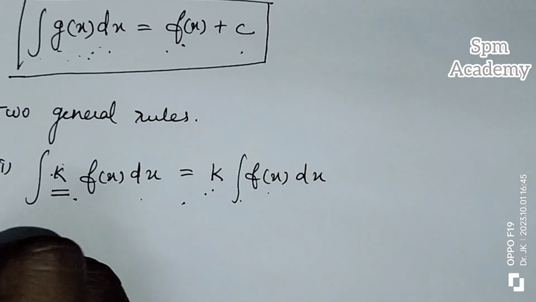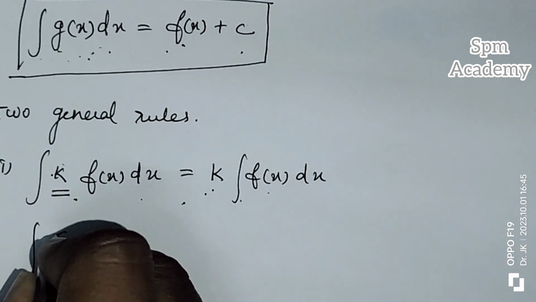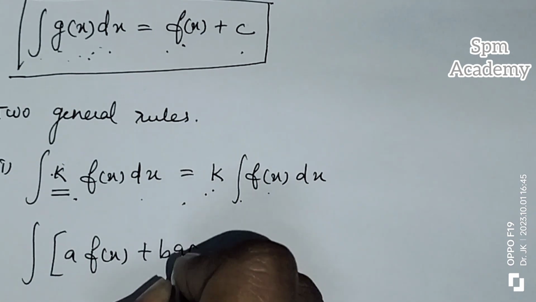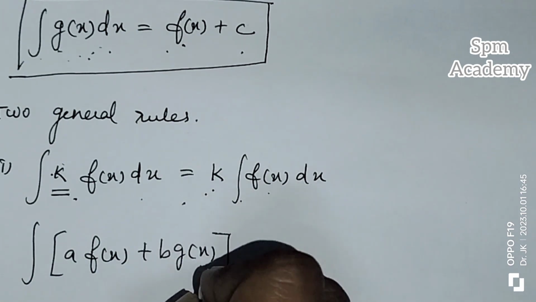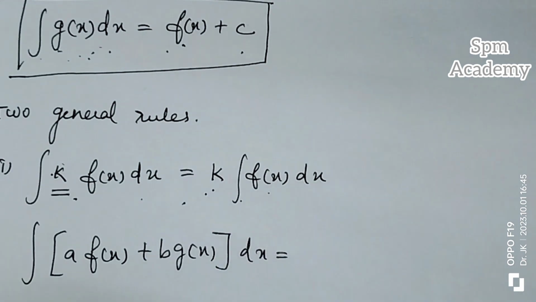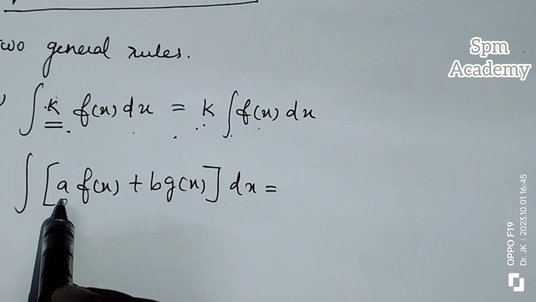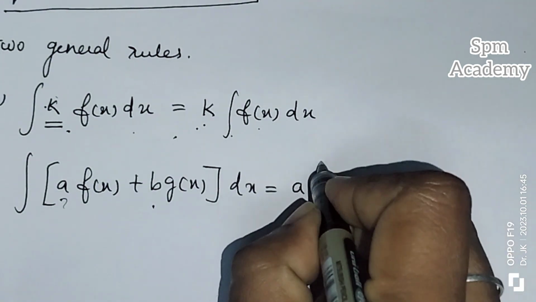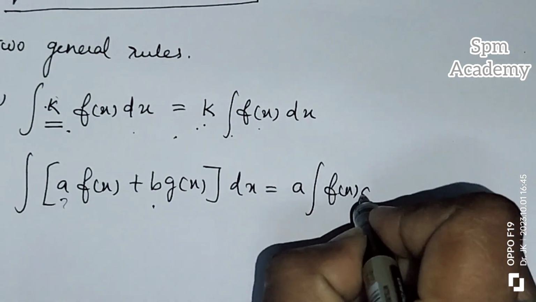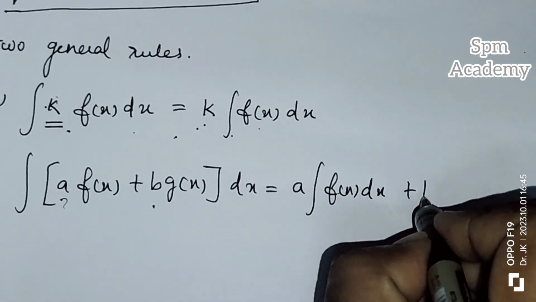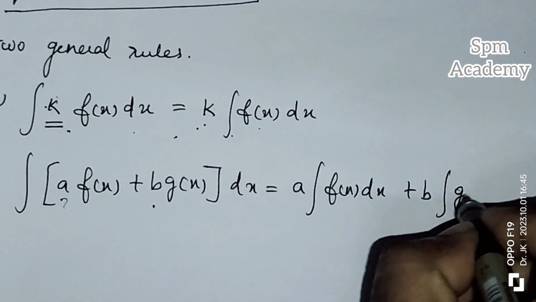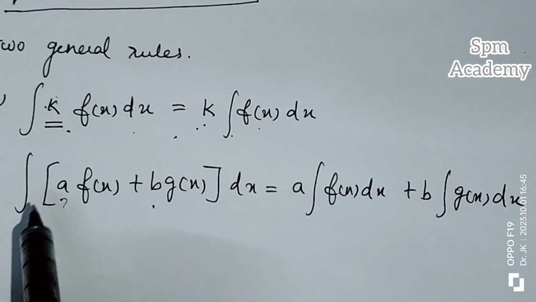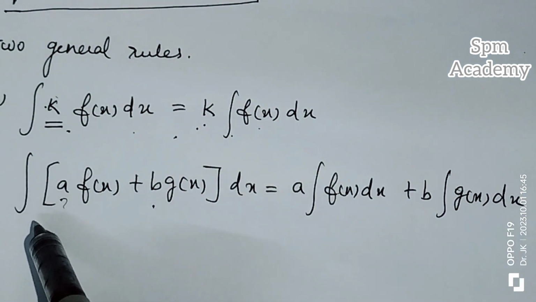The next rule is the integral of a into f of x plus b into g of x, into dx. Here a is a constant and b is a constant, so we can write it as a into the integral of f of x dx plus b into the integral of g of x dx. Hope you can understand. So we have two rules in this integration.